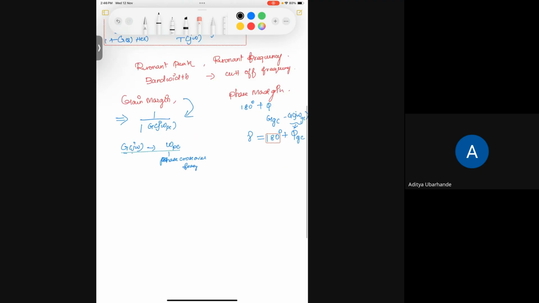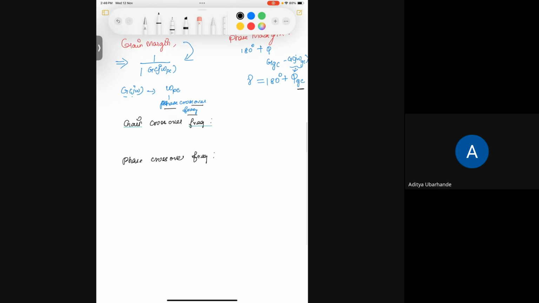So the next new terms here are the phase crossover and the gain crossover. So what could be the gain crossover and the phase crossover frequencies? You remember? Gain is 1 at gain crossover. Gain is 1. Okay, right.